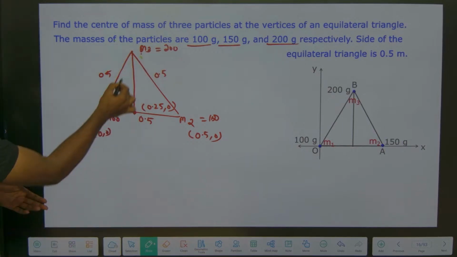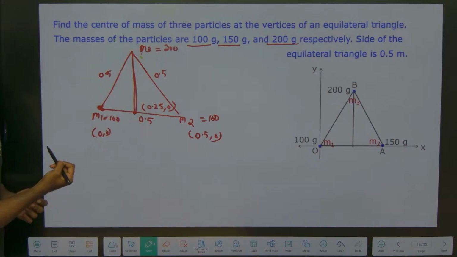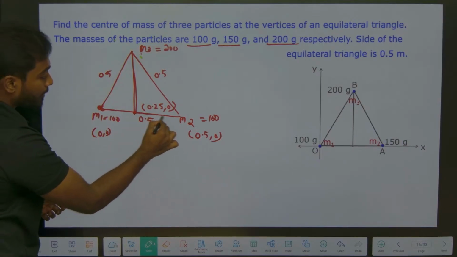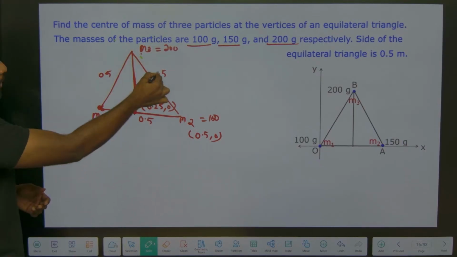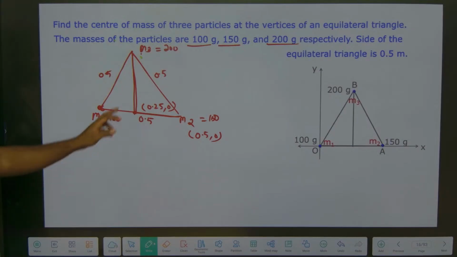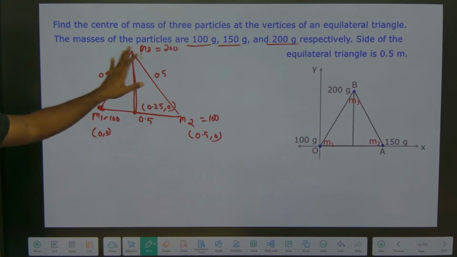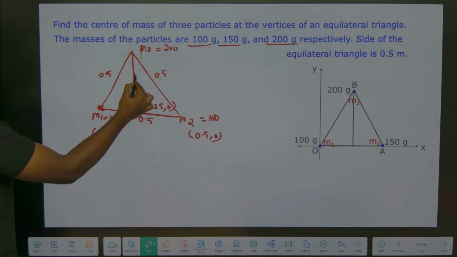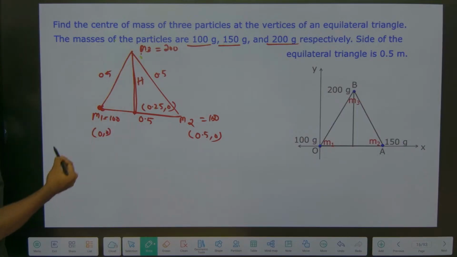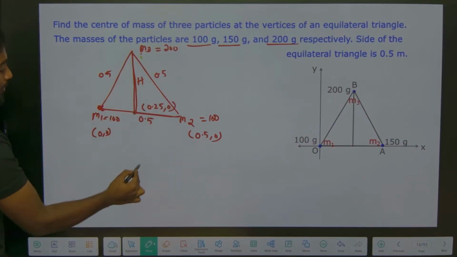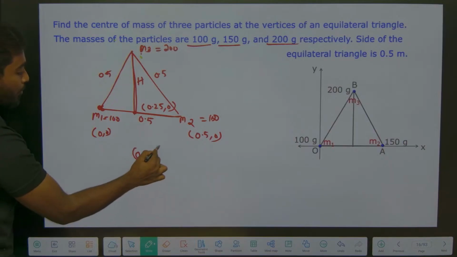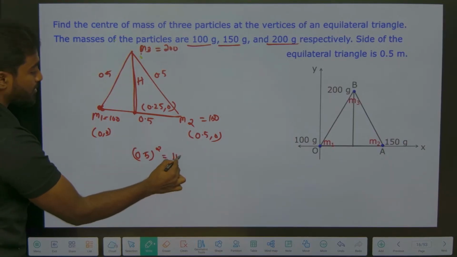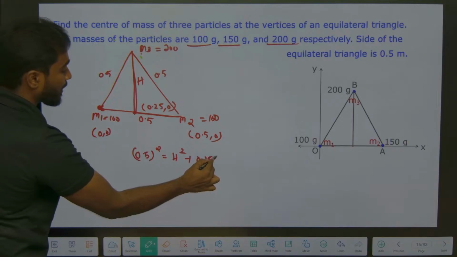Now I need to find this height. We don't know the height, we know this and this one, 0.5 and 0.25. So can I use Pythagoras theorem here? Yes. I don't know this one, let me take this as h. So hypotenuse 0.5 whole square will be equal to h square plus 0.25 the whole square.